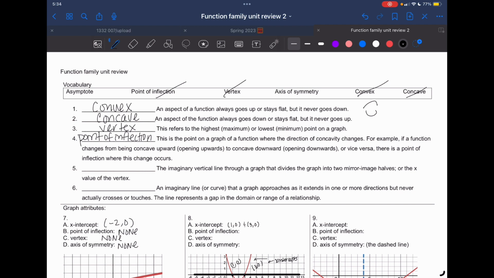And then it says an imaginary line through a graph that divides the graph into two mirror image halves, or the x value of the vertex. This is going to be the axis of symmetry.